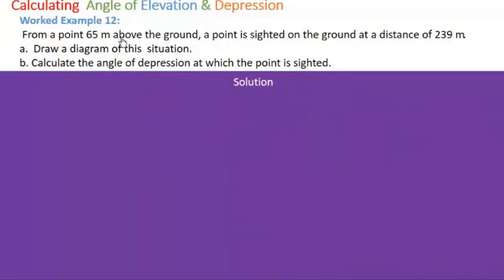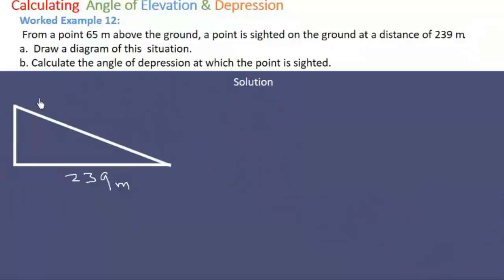From a point 65 meters above the ground. So let this be the point. Then a point is sighted on the ground at a distance. So you are here, and you sighted a point over here, and that is 239 meters away.